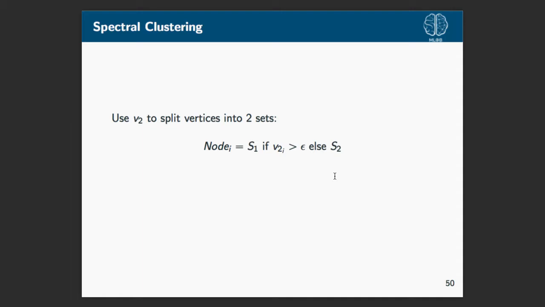Okay, so this is our algorithm. We're going to find V2, our second eigenvector, and we're going to split the vertices into two sets. We're going to assign node i to the first set if the V2 value at that index is greater than some threshold, epsilon. Otherwise, we're going to assign it to S2. This is basically splitting on that threshold that I talked about earlier. So common values for epsilon, you can say 0. You can say the median of your eigenvector. Both of them work. Oh, yeah, question?